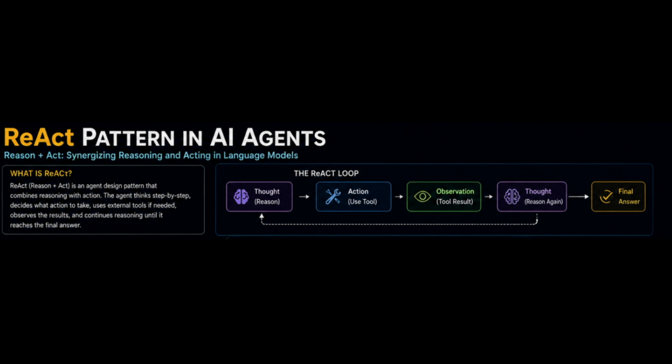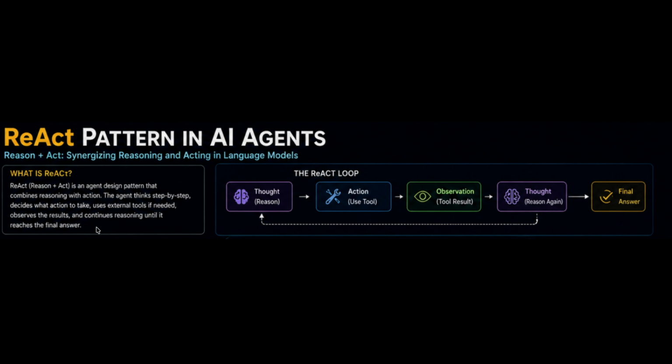The next thing is patterns in AI agents. Every AI agent uses some patterns. One of the patterns, and the famous one, is ReAct, R-E-A-C-T, we call it. It is called ReAct because it is Reason plus Act. It is an agent design pattern that combines reasoning with action. This makes the agent think step by step, decide what action to take, use external tools if required, observe the result, and continue reasoning until it reaches the final answer.